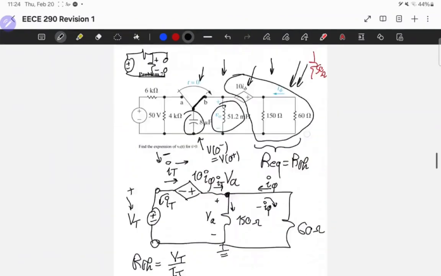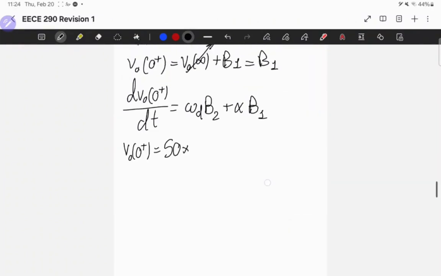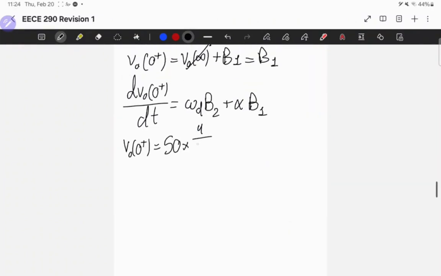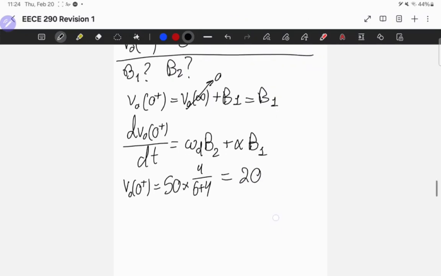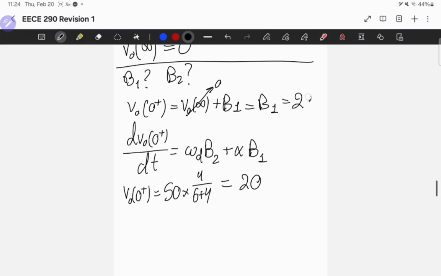So V0 at 0 plus is equal to 50 times 4 over 6 plus 4. This is going to give me 50 times 4 over 10. This is going to give me 20. So the initial voltage is 20. So B1 is equal to 20, which is V0 at 0 plus. Great, I got one equation.